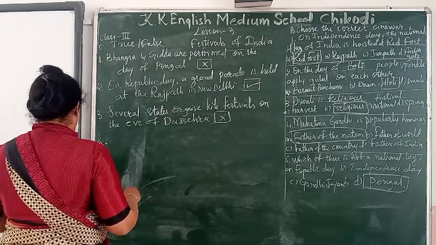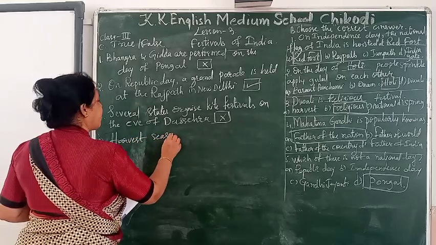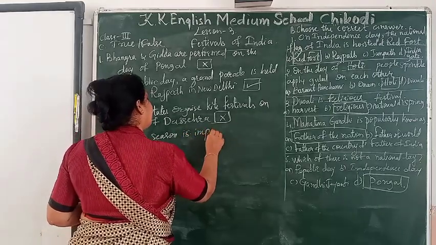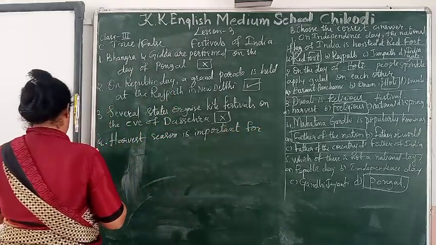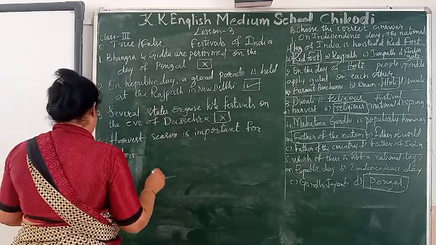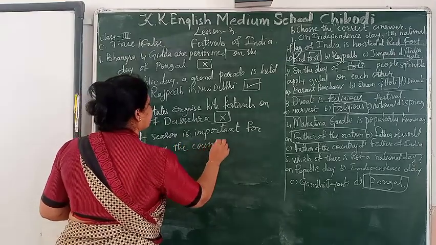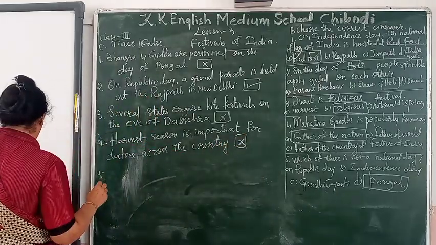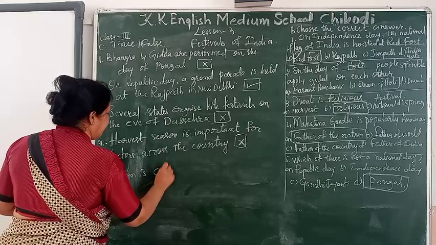Next: harvest season is important for doctors across the country. This is also a wrong sentence. Number five is: Onam is celebrated.